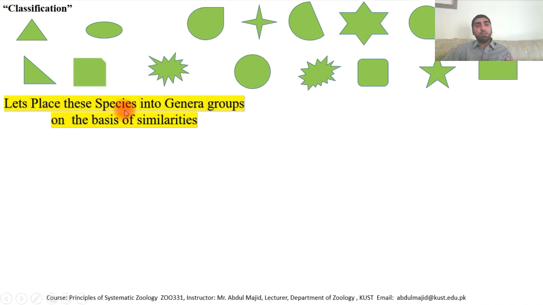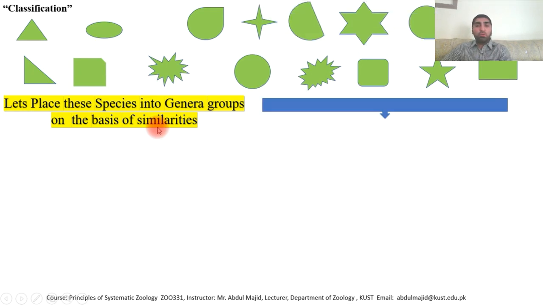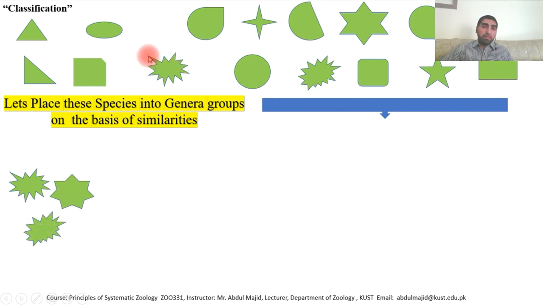For example, let's place these objects, not species, so forget about the species or genre group. Let's place these objects into groups on the basis of their similarities. So what we will do, for example, we will put these star shape objects in one group because they have many angles, like here the star-like angles, so we will place them in one group. So we consider this one group.